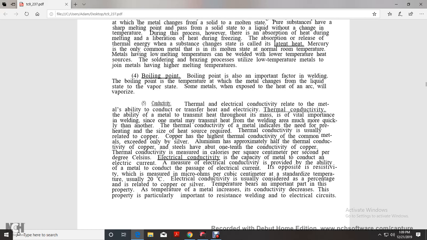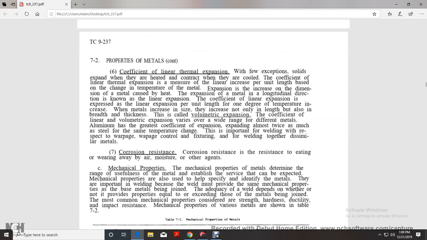Temperature is also an important part of this property. As the temperature of a metal increases, its conductivity decreases, and this property is particularly important for resistance welding electrical circuits. Properties of the metals, continued.